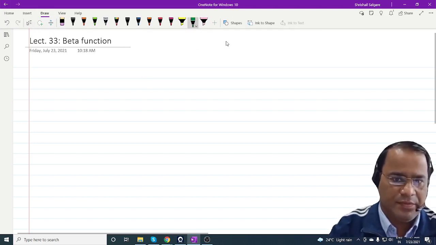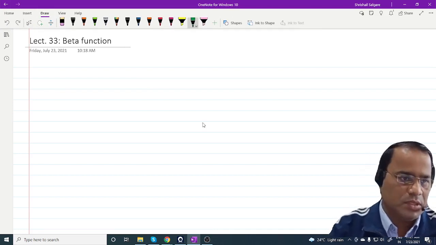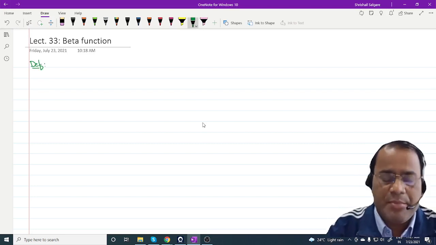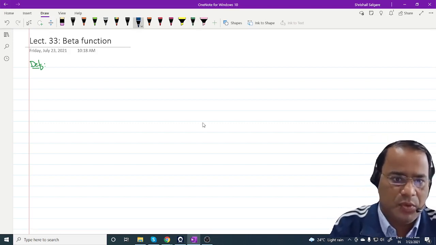Suppose, the definition of a beta function. For the definition I will continue in the same manner, and I will write an integral. See the difference: integral from 0 to 1.